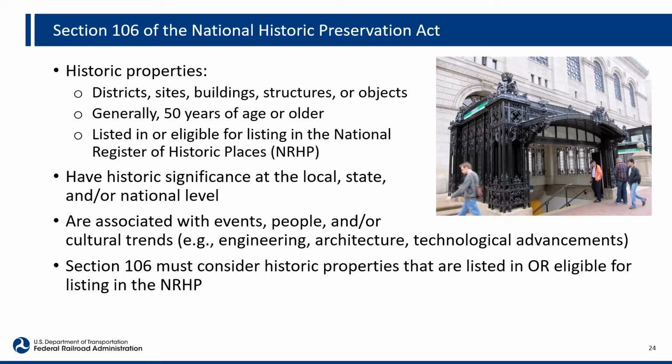Properties that are subject to a Section 106 review don't have to be currently listed on the National Register. As long as they meet the NPS criteria to be considered eligible, they have to be accounted for. This step is completed through a consultation process between FRA and the State Historic Preservation Officer, or the Tribal Historic Preservation Officer if it's on tribal lands, with assistance from you, the grantee or project sponsor. Next slide, please.